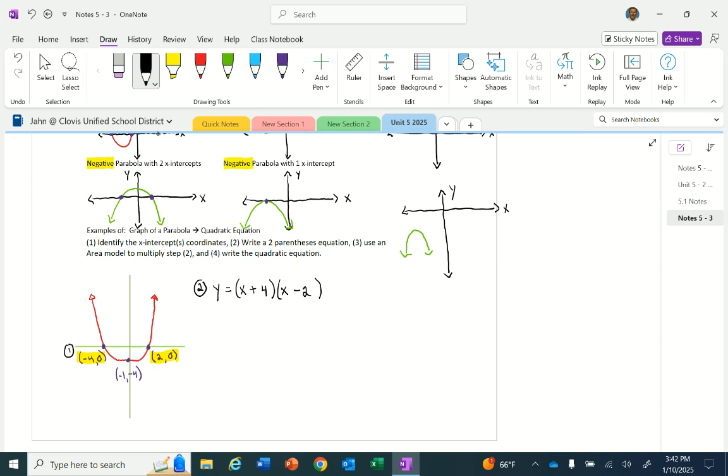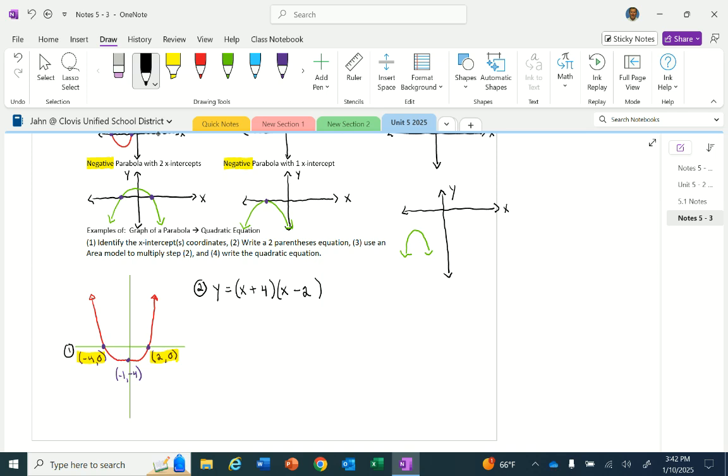So your 2 parentheses equation is going to be y equals, first parentheses x plus 4, second parentheses x minus 2. Notice the +4 is the opposite of the x-intercept's x value of -4. And then the -2 is the opposite of the other x-intercept's x value, which is +2. Okay, that's step 2. You write the opposite values of the x-intercepts.